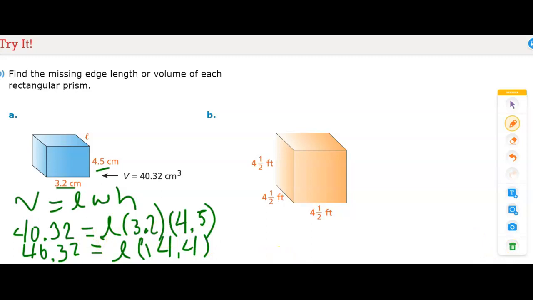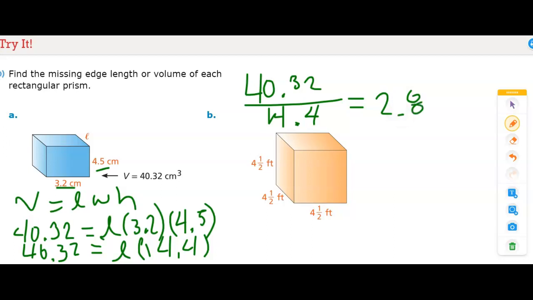So we have to move over the term, this 14 and 4/10, to the other side of the equation by doing the inverse of this operation, which is multiplication. So the inverse is division. I'm going to write it up here because I don't have space down there. Divide 40 and 32/100 by 14 and 4/10. So that will give us the value of the length, and that is 2 and 8/10. So the length of this cube, or rectangular prism rather, is 2.8 centimeters.